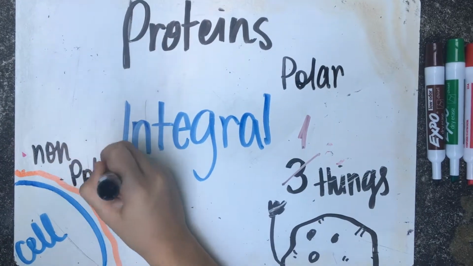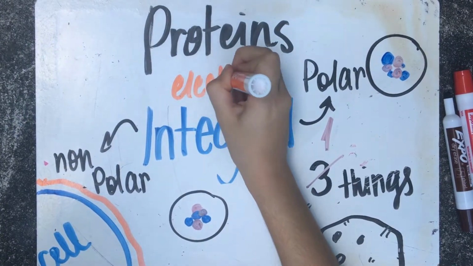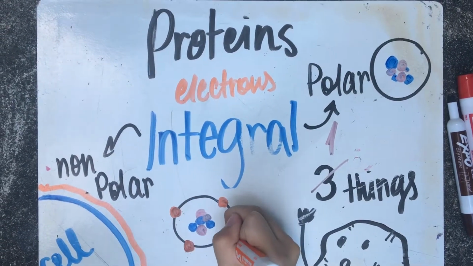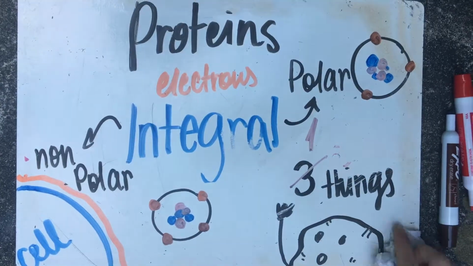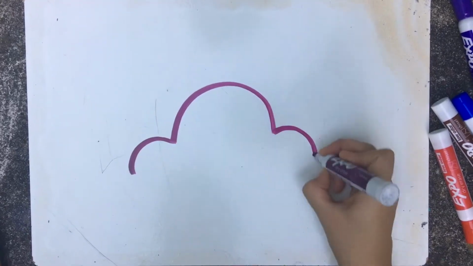This is where the electrons come in. The non-polar have an equal distribution of electrons. They have the same amount of positive charge and negative charge, while the polar are not equally distributed and have a more positive charge than negative charge of electrons.